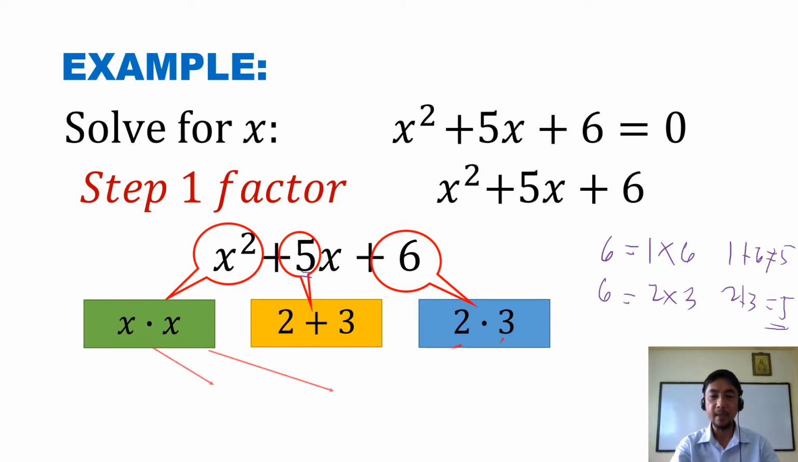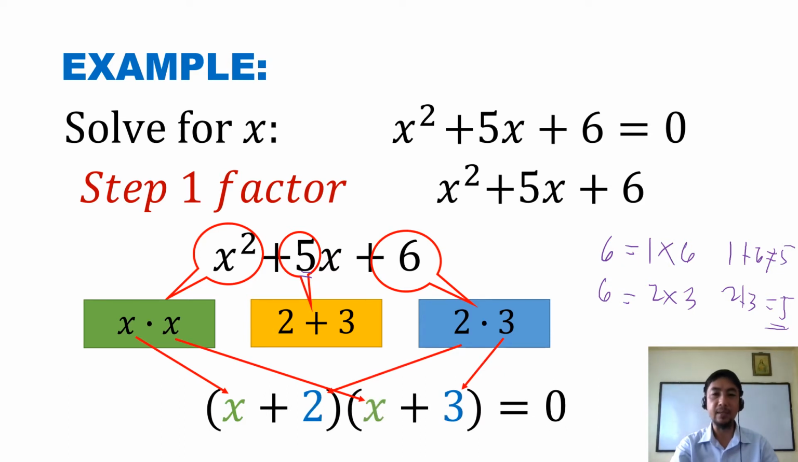And after that, ilalagay na natin siya as product of two binomials. So, yung dalawang x, ilalagay natin sa first term ng binomial at yung factors ng 6 will be the last term of the two binomials. So, you are given now x plus 2 times x plus 3 are the factors of x squared plus 5x plus 6. Then after that, you equate that to 0 because we are trying to solve for x.